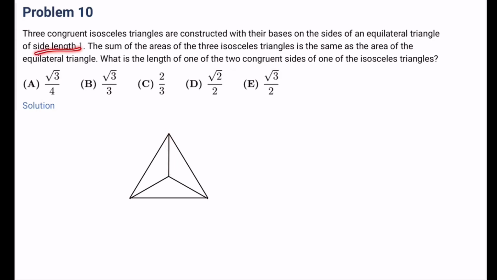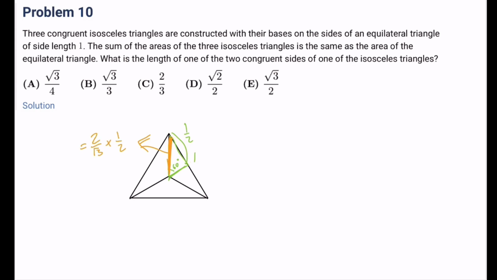And since it has side length 1, so this is 1. And so now, if this is 1, then we can separate this into like that. And this will be 1 over 2. So if that's 1 over 2, and this is 60 degrees, because we're dividing into 3 equal parts, that will mean that this length is going to be 2 over root 3 times this length, which is 1 over 2.